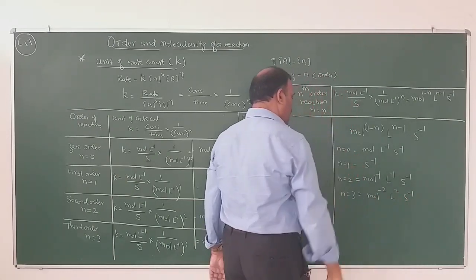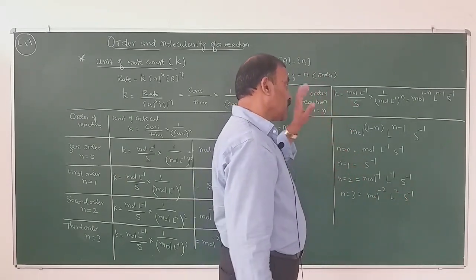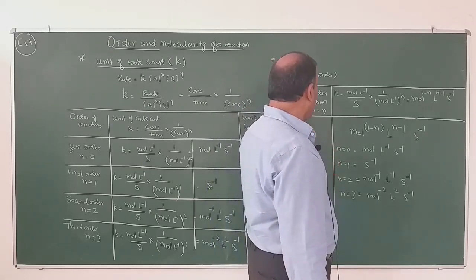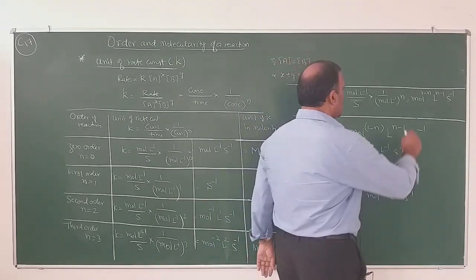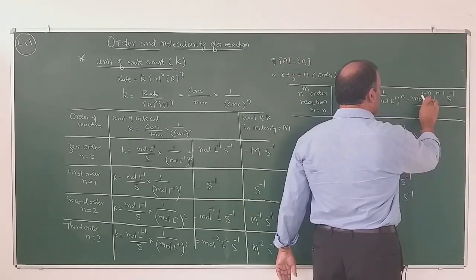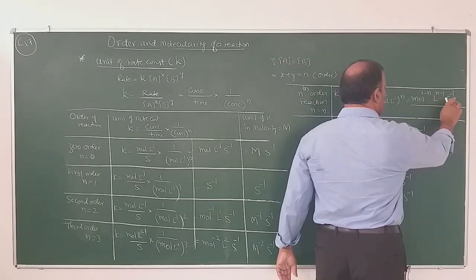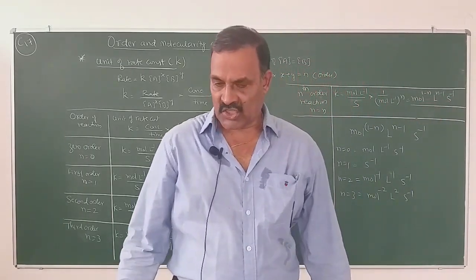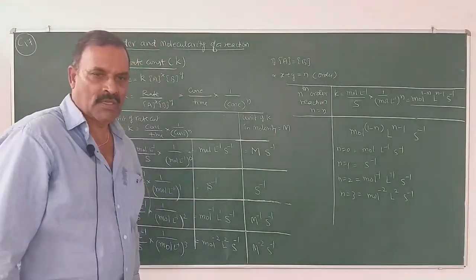So this is how we can calculate the unit for each order of reaction. You may be asked what is the unit of rate constant of an nth order reaction. You have to write it like this: mole 1 minus n liter n minus 1 second minus 1, where n is the order of the reaction.